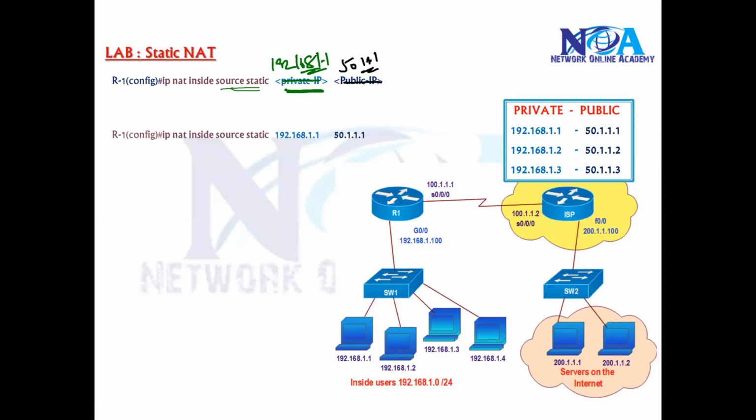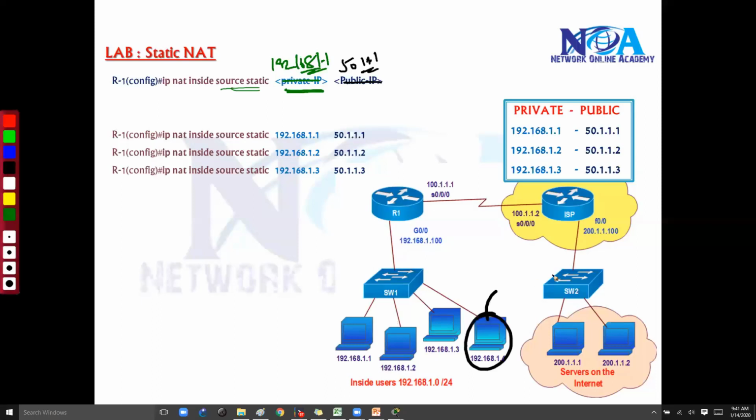Now similar way, if you want to translate the second address, 192.168.1.2 is translated to 50.112. And similar way, the third example, 192.168.1.3 is getting translated to 50.113. Now this private-public IP mapping you can decide as per your requirement. So I'm not translating the fourth one. The fourth one will not translate, will not communicate. That's the reason I left the fourth one.